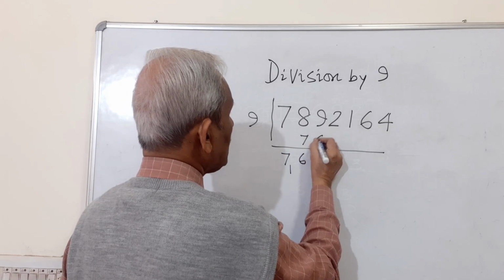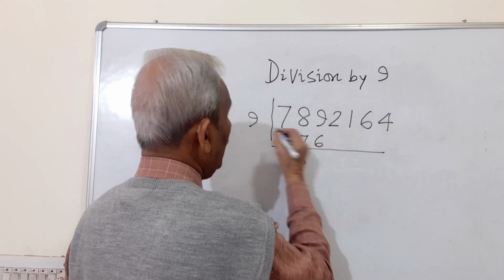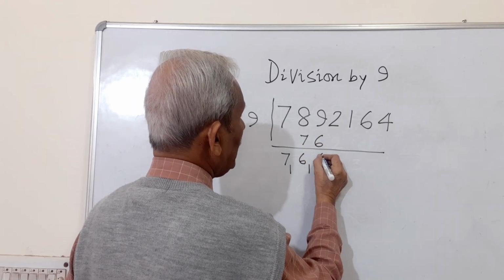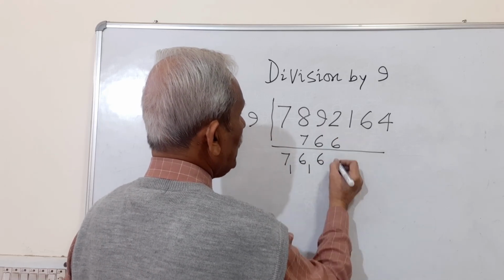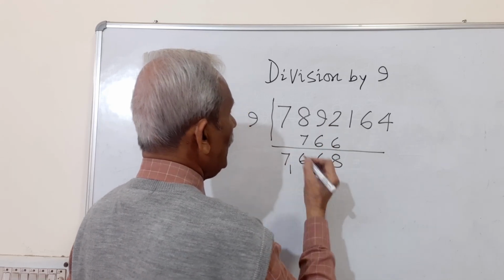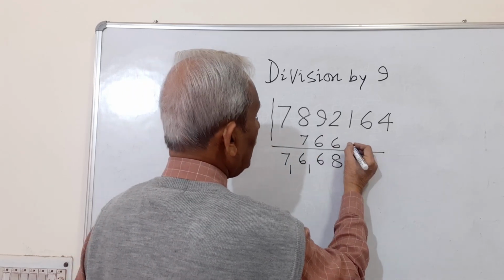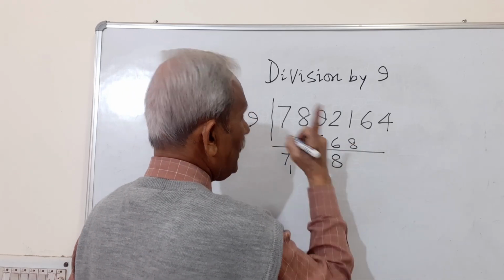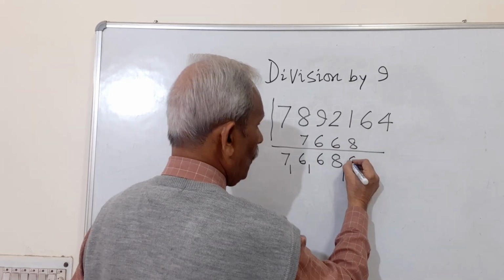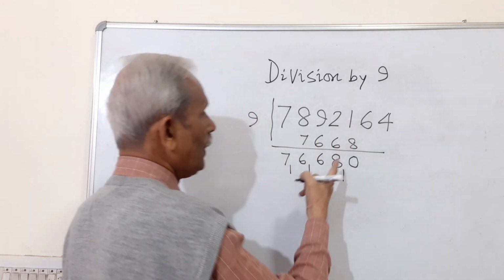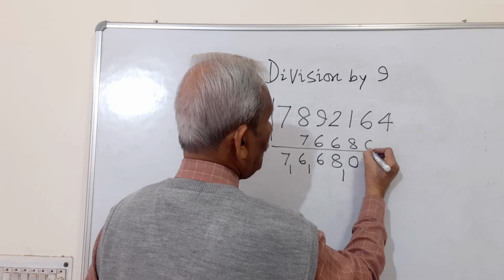6 into 1, 6. 9 plus 6, 15. 9 goes once. What's remaining? 6. 6 into 1, 6. 6 here. 6 plus 2, 8. 9 doesn't go. Write down 8 here. 8 into 1, 8. 8 right here. 8 plus 1, 9. 9 goes 1 time. 1 here. What's remaining? 0. 9 minus 9 is 0. 0 into 1 is 0. Write down 0 here.